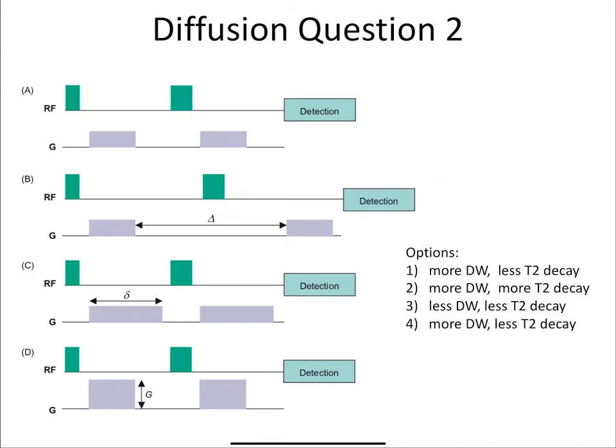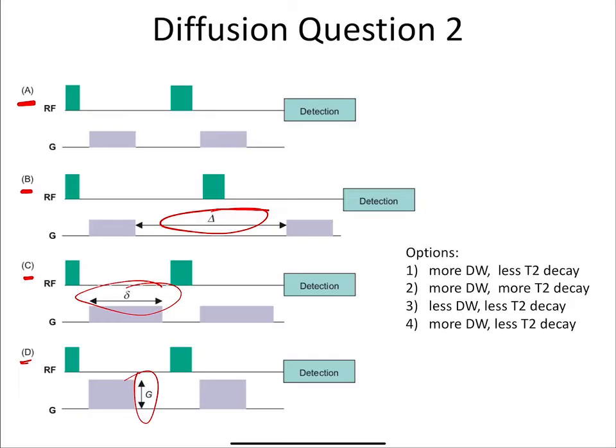Okay, so here we have 4 different pulse sequences. They're all spin echo. And all I've really varied is, you can see we're varying the distance between the gradients, how long we play them out for, or how big they are. And so you have the different options.